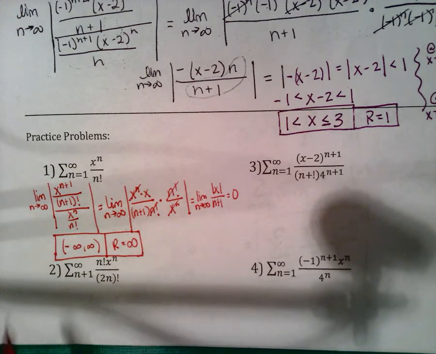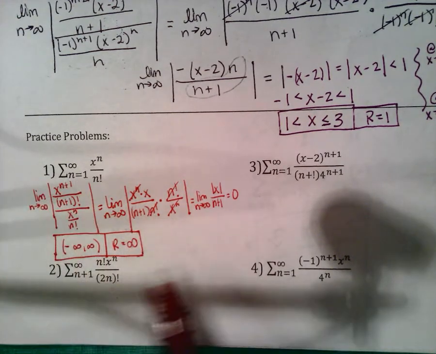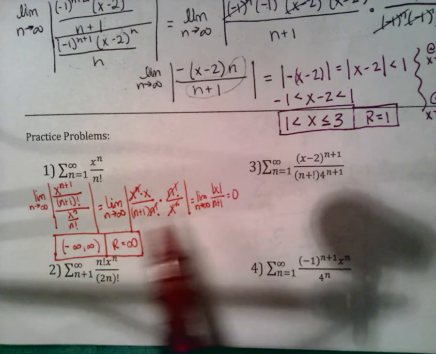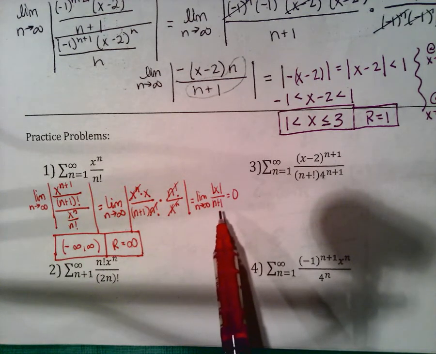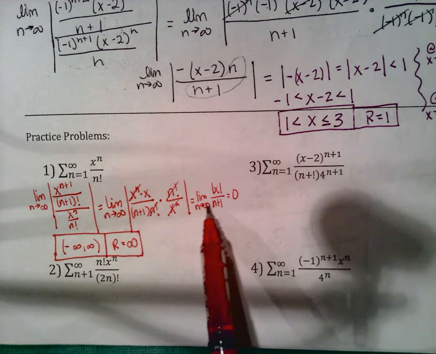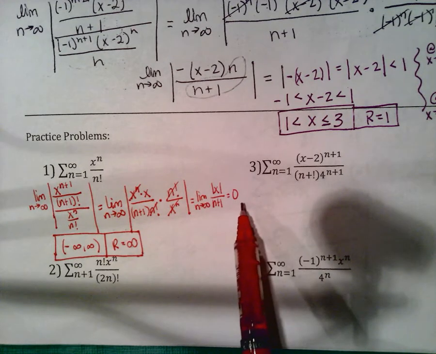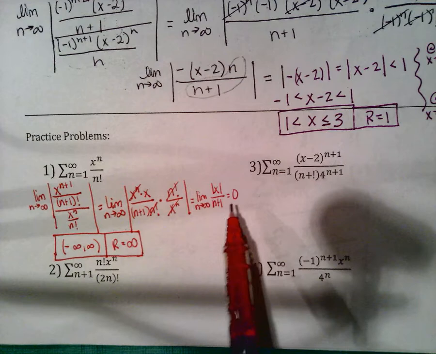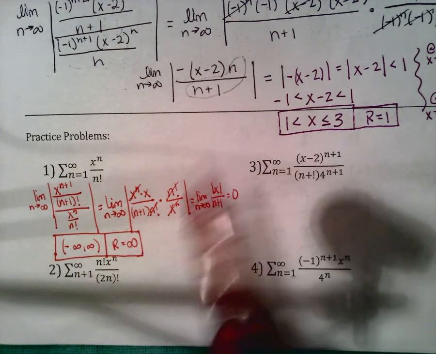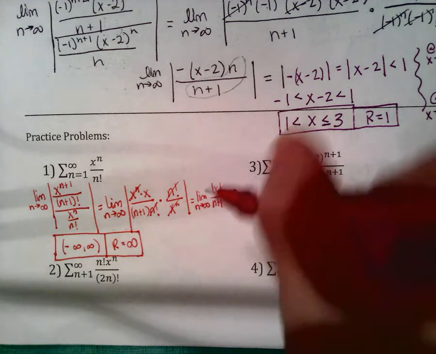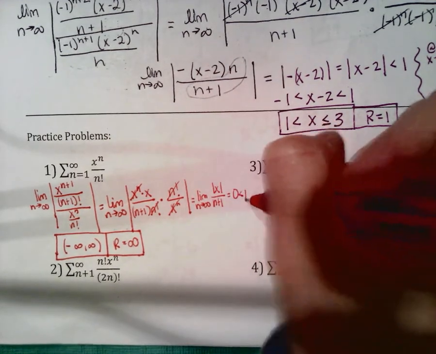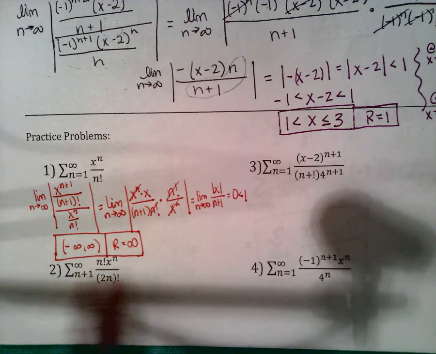But basically, when you do that ratio test, you end with the limit as n goes to infinity of x over n plus 1, which, the denominator is going to infinity, so the fraction goes to 0. And remember, these converge as long as your limit is less than 1. And since 0 is always less than 1, that means we're always going to converge. Okay, how about the next one?